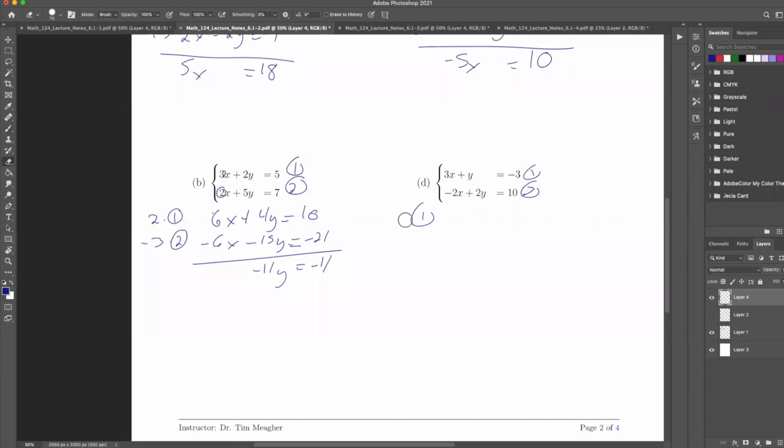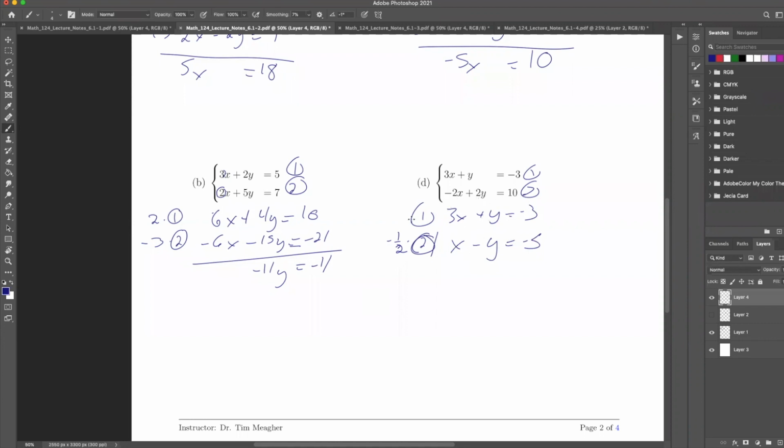But since I don't like to think in large numbers, I'm going to multiply equation 2 by a half. By a half. And the reason is because the half easily comes out. So I'll have 3x here plus y minus 3. And then here, half, this becomes positive x minus y minus 5. And this is just smaller numbers.